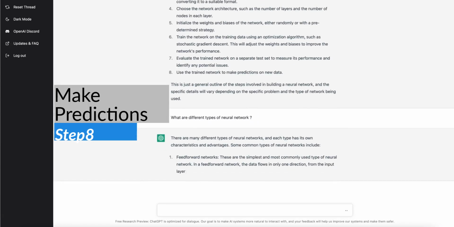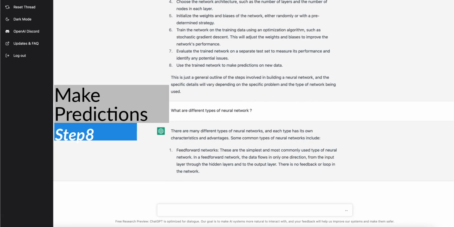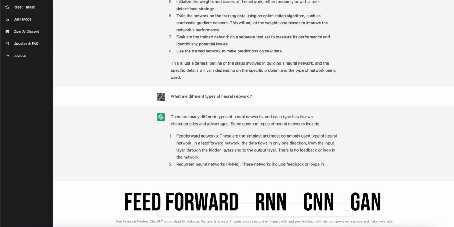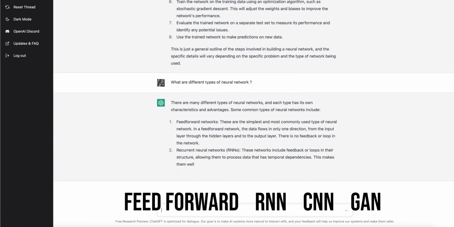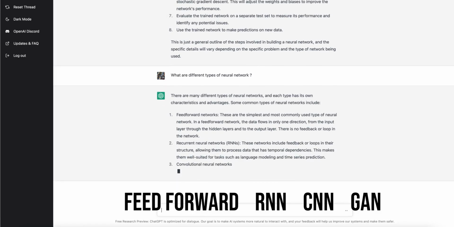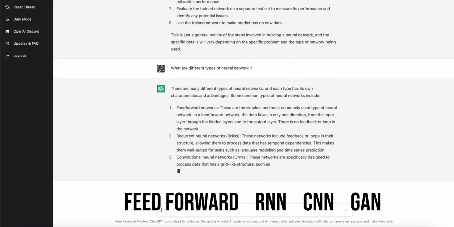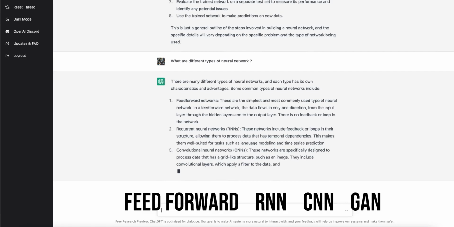Okay, the steps seem clear. Let's look at some of the types of neural network. So there are four main types of neural network as per ChatGPT: feed-forward networks, recurrent neural networks, convolutional neural networks, and generative adversarial networks.